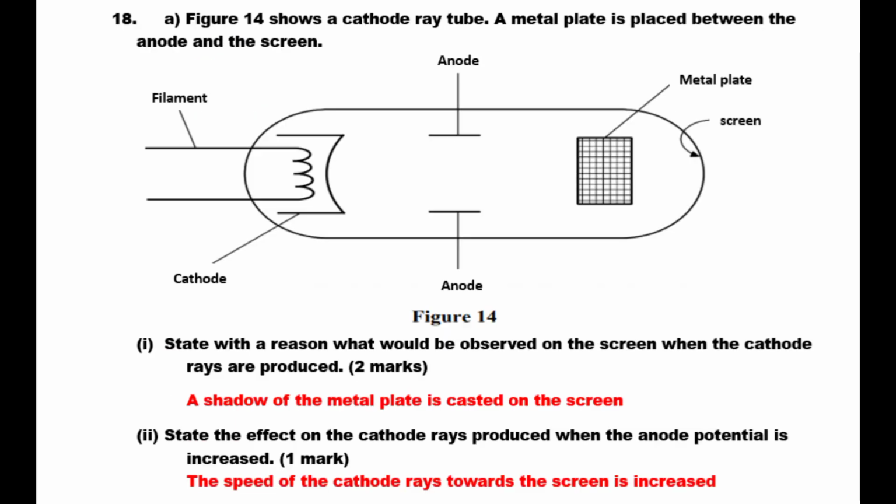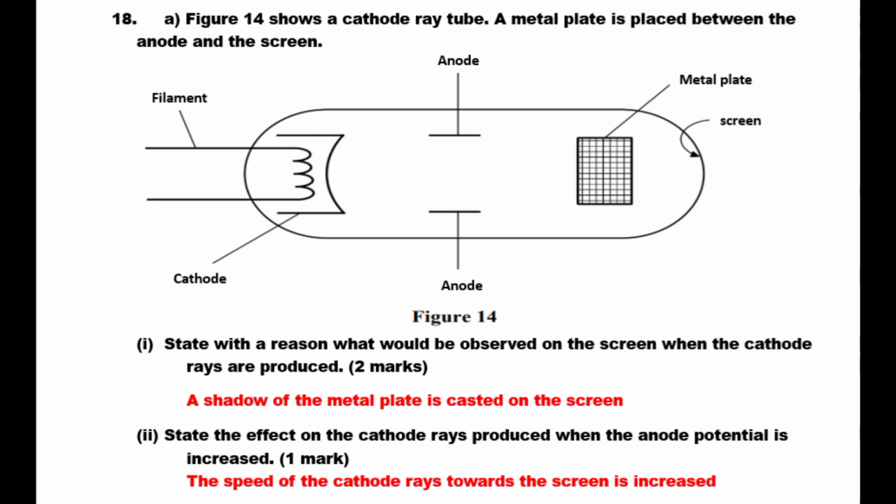Let's go now to question 18A, so the last question. Figure 14 shows a cathode ray tube. A metal plate is placed between the anode and the screen. So we have the filament, we have the cathode, the anode. We have a metal plate, like an obstacle, and then we have the screen. Roman 1, state with a reason what would be observed on the screen when the cathode rays are produced.